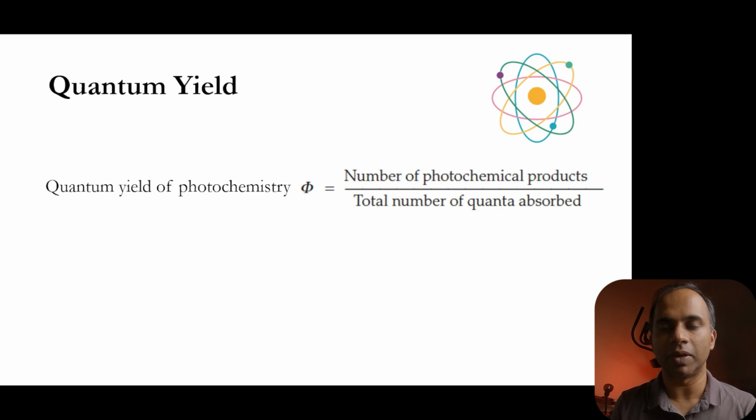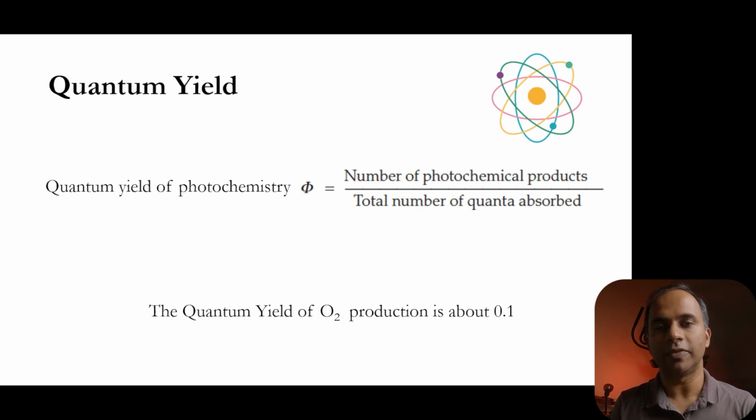But before we jump into the other aspects, I wanted to mention one thing. If you think about oxygen production, remember that water was split and oxygen was released. The quantum yield of oxygen production in photosynthesis is about 0.1. Sometimes it ranges from 0.1 to 0.3. Okay, so it seems like only one tenth of the quanta absorbed is used for oxygen production.